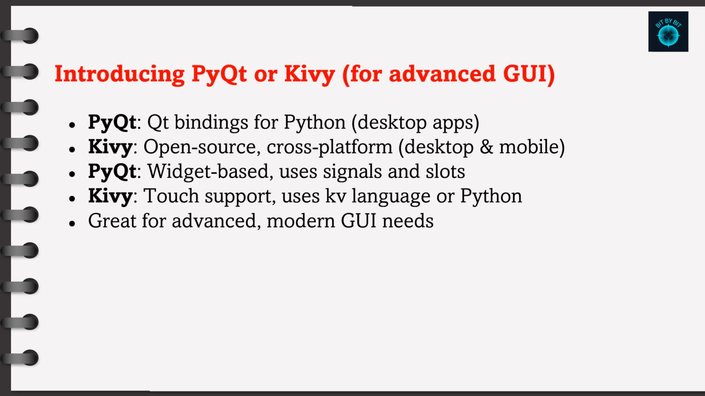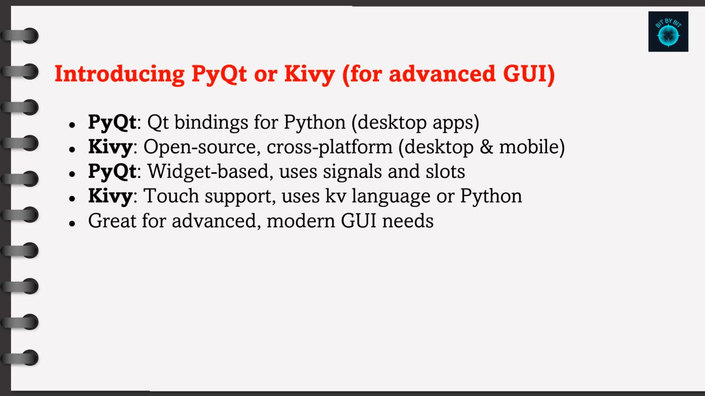PyQt applications are built using widgets, and they rely on a system of signals and slots for event handling. For example, when a button is clicked, it emits a signal, and you can connect it to a function called a slot. PyQt also comes with a powerful GUI designer and supports complex layouts, custom widgets, menus, dialogues, and more.